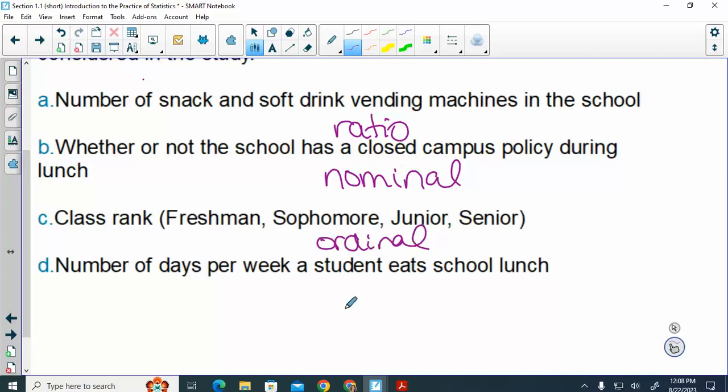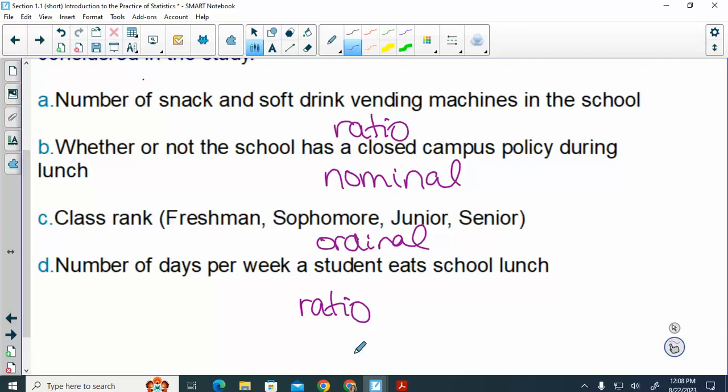The number of days per week a student eats lunch. Is that qualitative or quantitative? Quantitative. So we know it can be categorized. We can put it in order. Evenly spaced? Yes. Does it have a natural zero? Yes. So this would be ratio data.